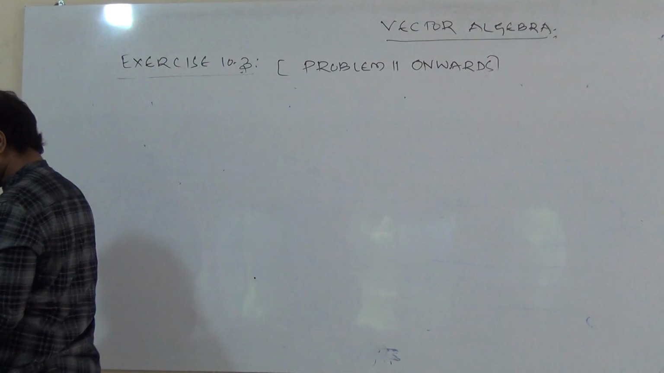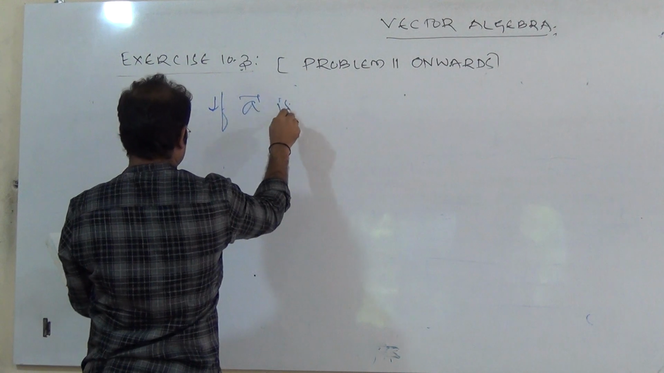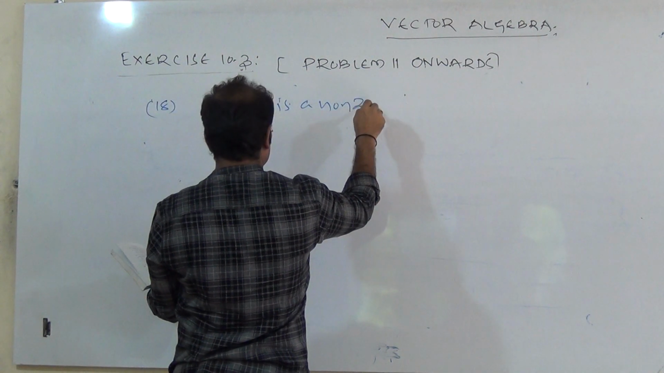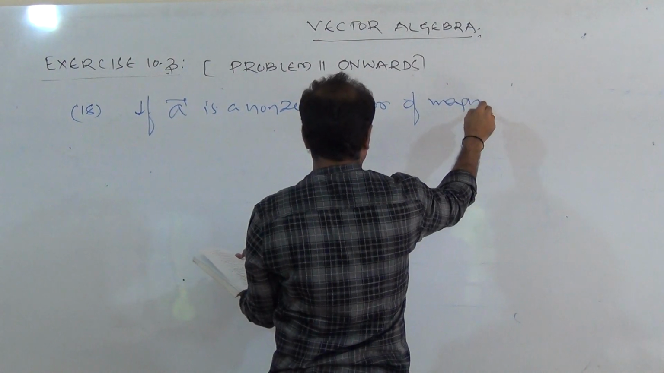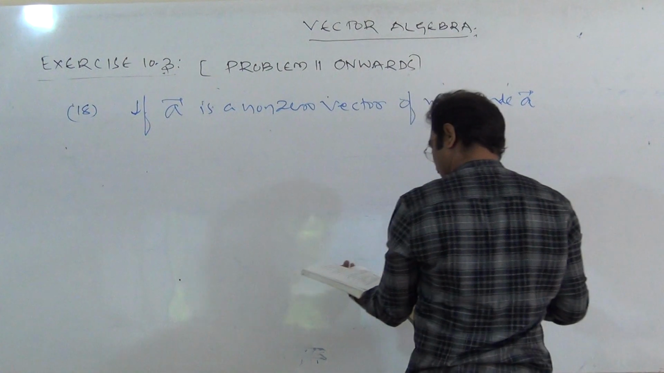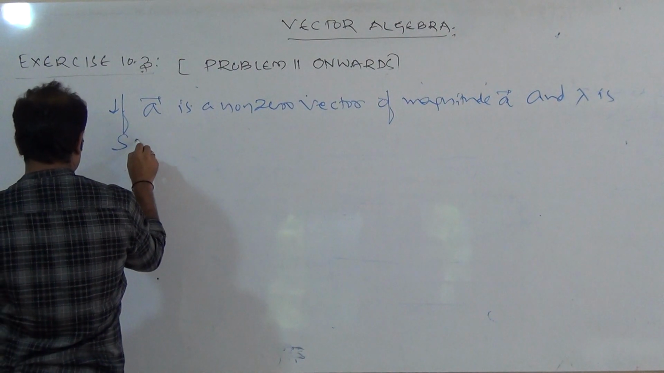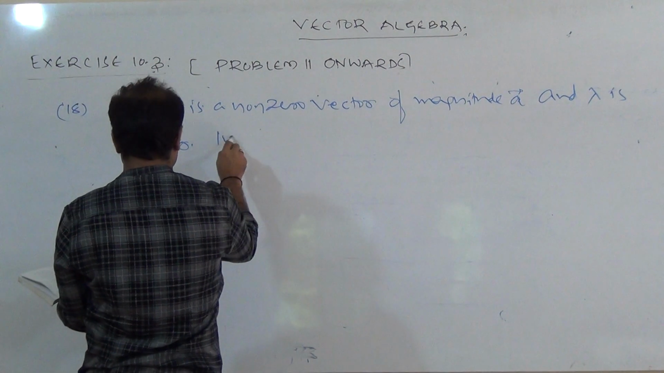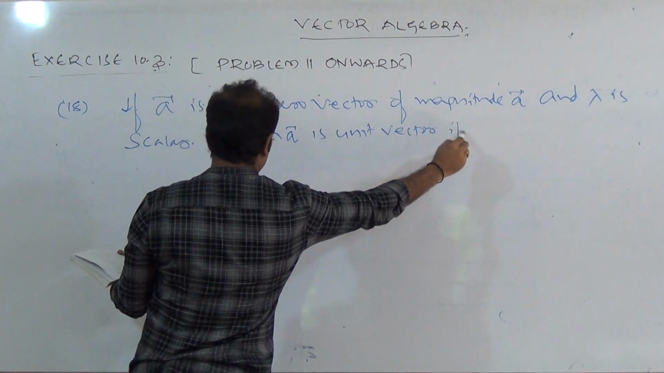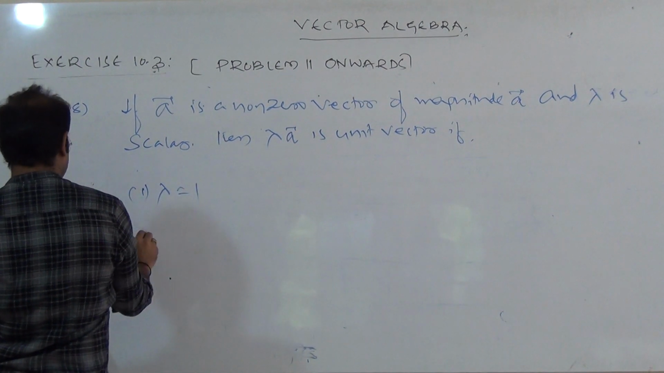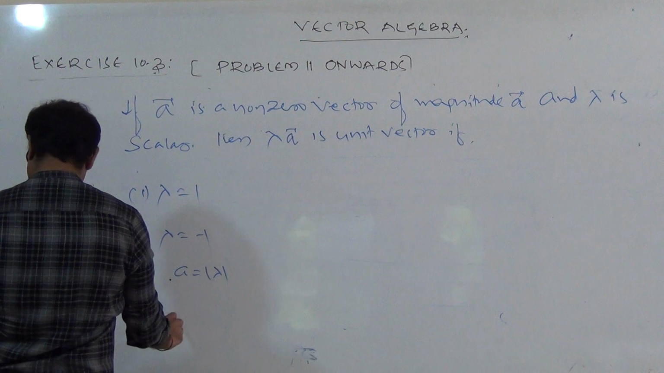Now 18th, the last problem. If A is a non-zero vector of magnitude A and lambda is a scalar, then lambda A is a unit vector if one of four conditions holds: lambda is equal to 1, lambda is equal to minus 1, A is equal to this, A is equal to 1 divided by lambda.